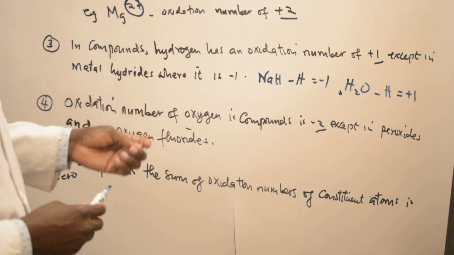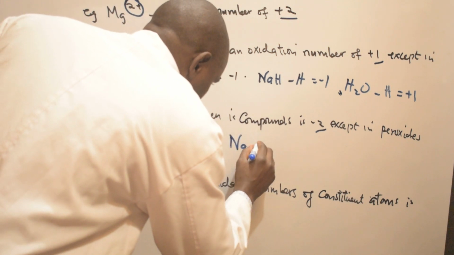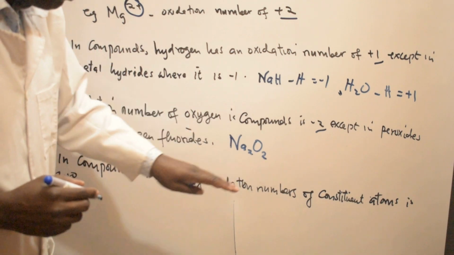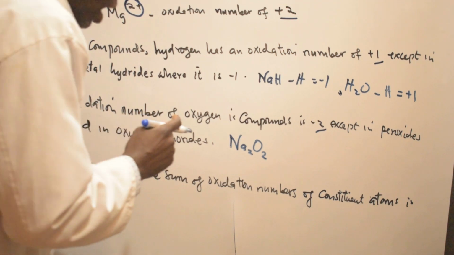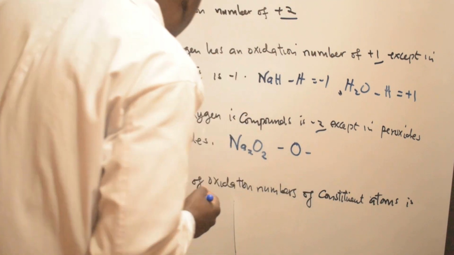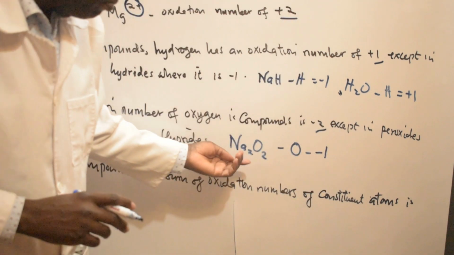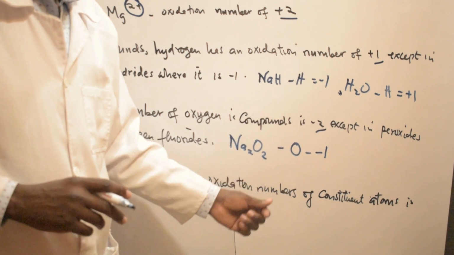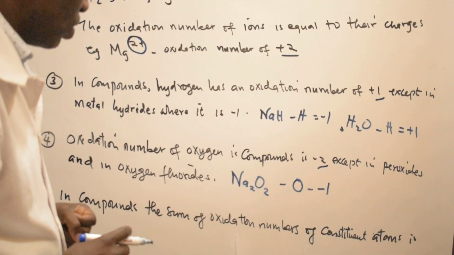This is where we can have things like peroxides. For example, if I talk about something like sodium peroxide here, in this particular case, the oxygen will have an oxidation number of -1. Therefore, during the formation of sodium peroxide, each of these oxygen atoms will gain 1 electron. That is what we are talking about.